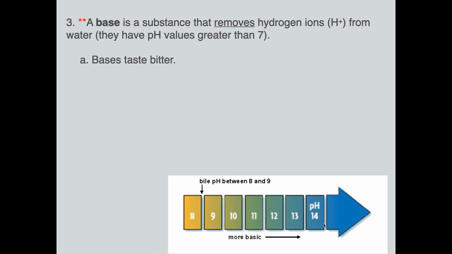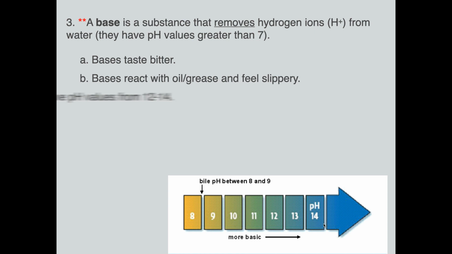We're talking about things that, again, have a pH that's greater than 7. Those tend to be things like soap, bleach, cleaning solutions, things like that. And they tend to taste very bitter. Bases react with oil and grease. They do feel slippery. And strong bases tend to have pH values between 12 and 14.